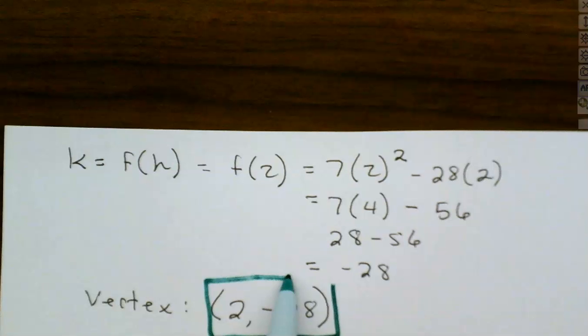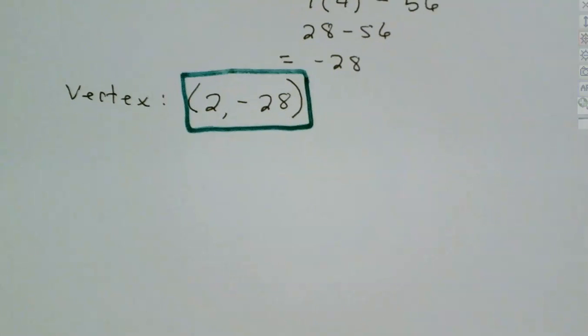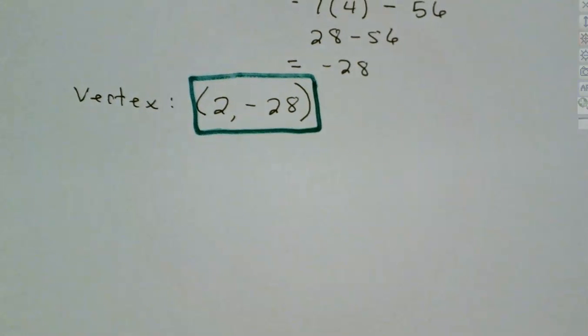So finding the vertex is really not that difficult. These have all been whole numbers. Let's do one that has a fraction for the vertex. So we're going to do one now that's going to give us a fraction.